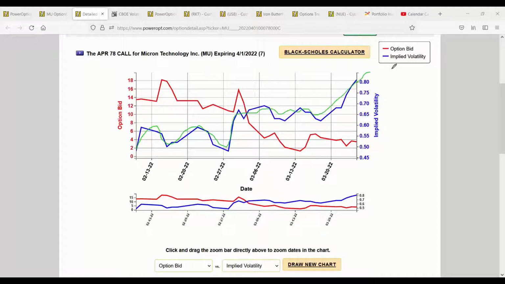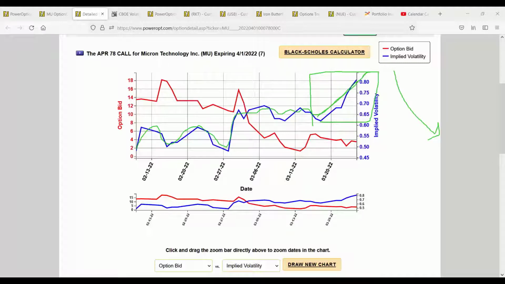And now the last 5 days, even with VIX decreasing as we saw over those last 7 days, this at the money, well, now it's at the money, but this MU call has been increasing in implied volatility from 0.6 to 0.80. That is a huge move. That's a 33% move in a short period of time, in just about 5 or 6 days, 7 days.